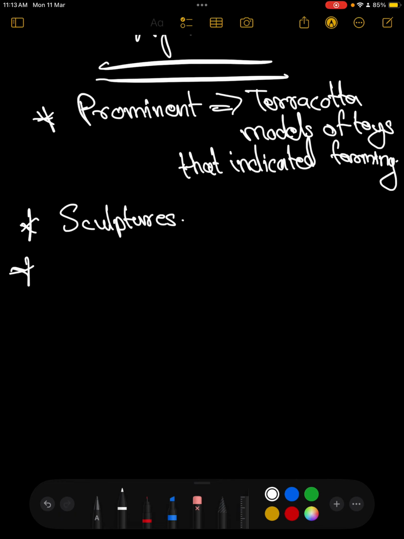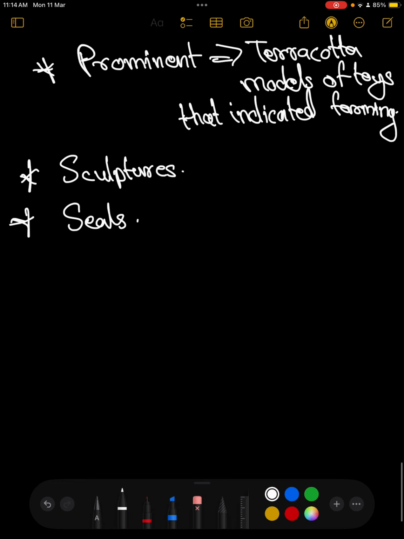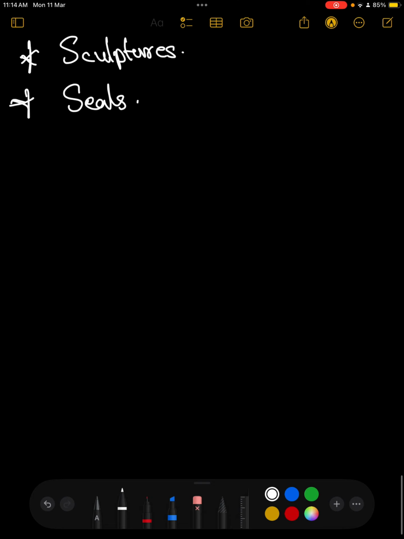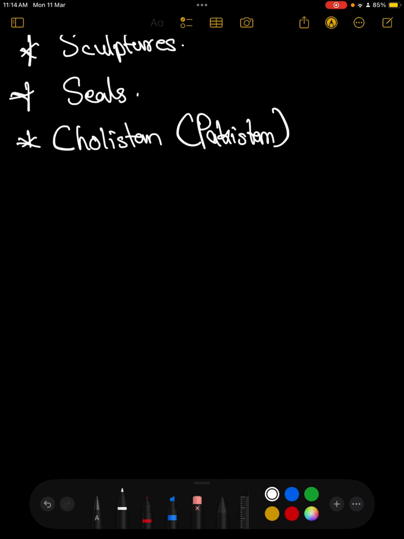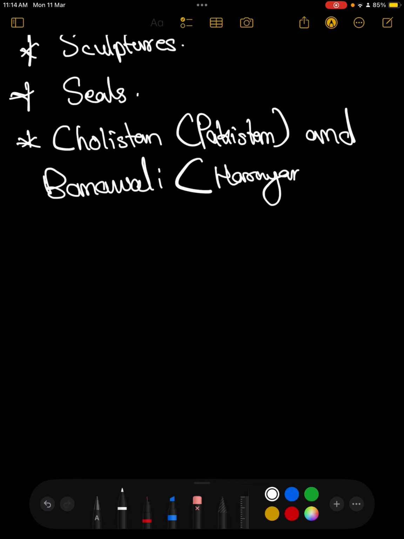Now, the most important part is that this was also indicated through the seals. Through the seals, they also depicted their knowledge about agriculture, and they were like drawings of farming and so on. Now what we need to know is that these terracotta models were discovered from Cholistan, which is currently located in Pakistan. Note it down, the current place, and Banavali, the current Haryana. Okay.